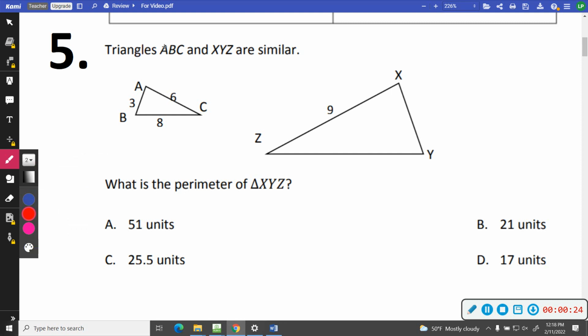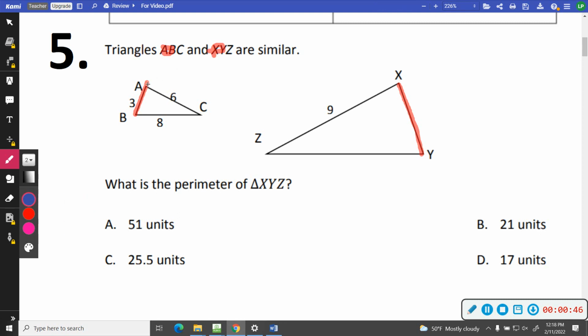I know, let's see, AB are the first two. So we know that AB goes with XY, because those are the first two. So AB goes to XY. Okay, does that help me? Let's set up another one.